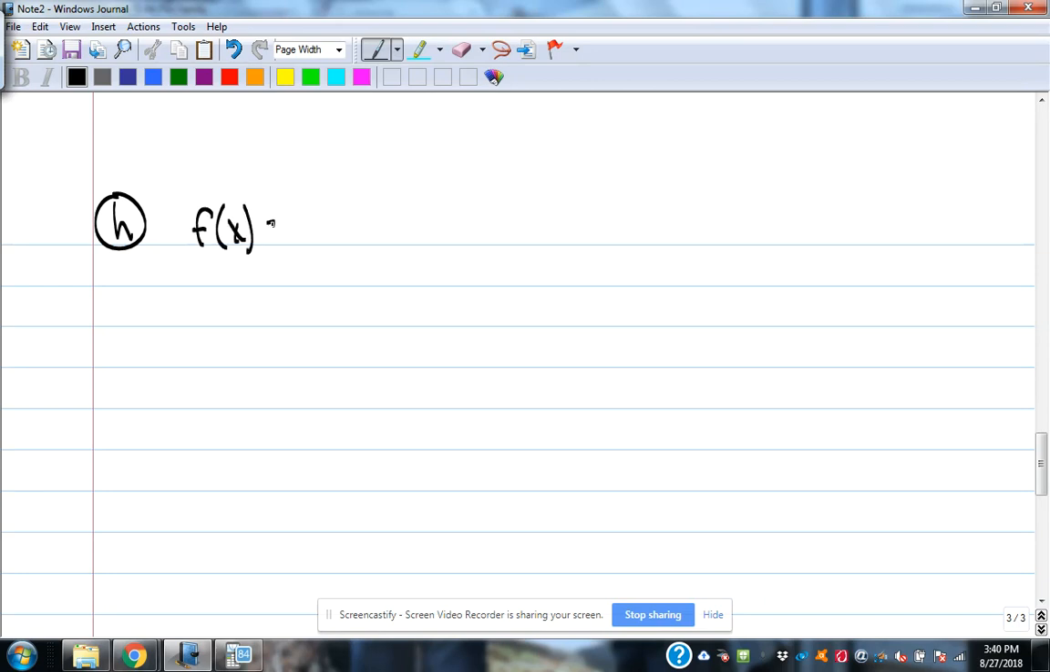f of x equals 2x squared minus 3x. And we want to find f of 2a. So throwing a variable in there, get our algebra skills cranked up. Things we need to be able to do here. So if we're going to find f of 2a, where are we putting 2a? In the place of x. In every spot that there's an x in that problem, we're going to put a 2a.